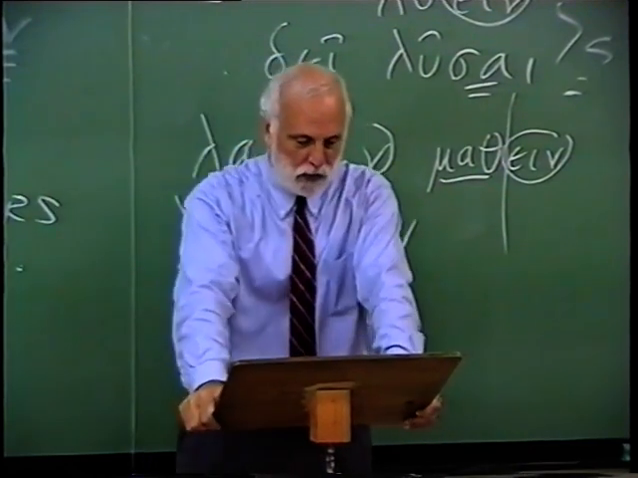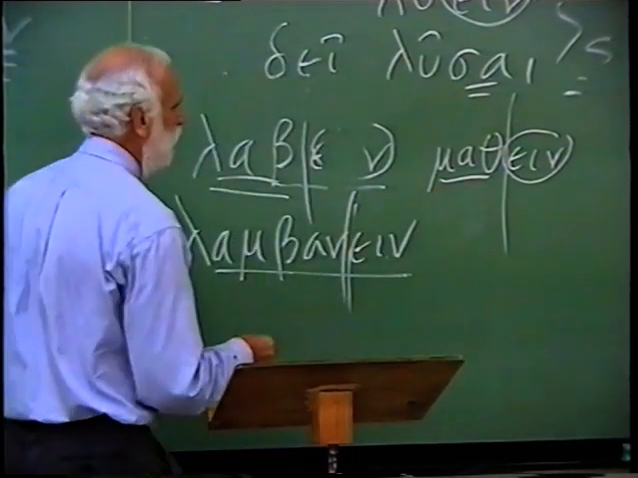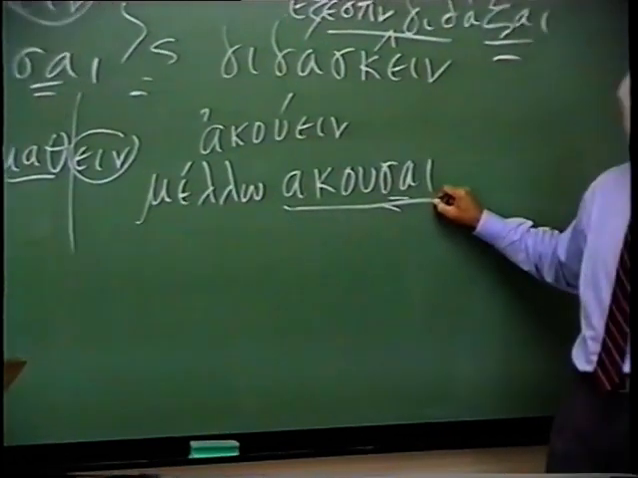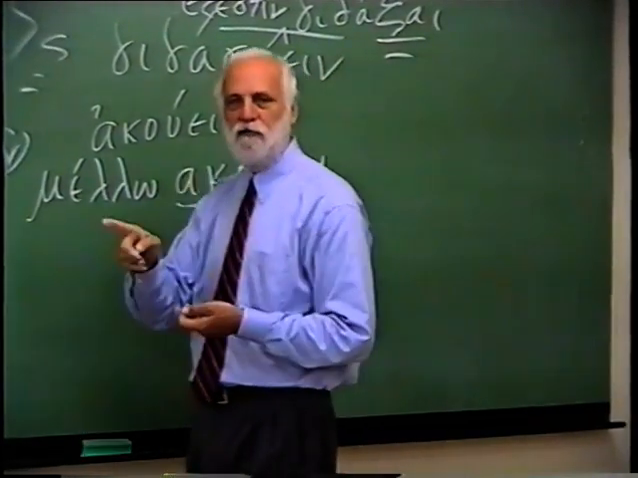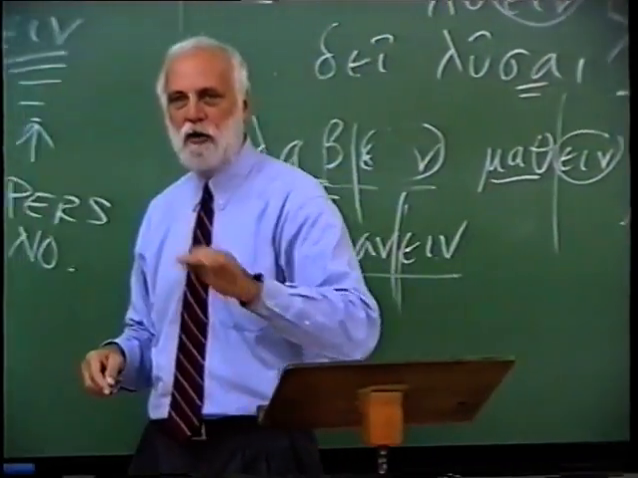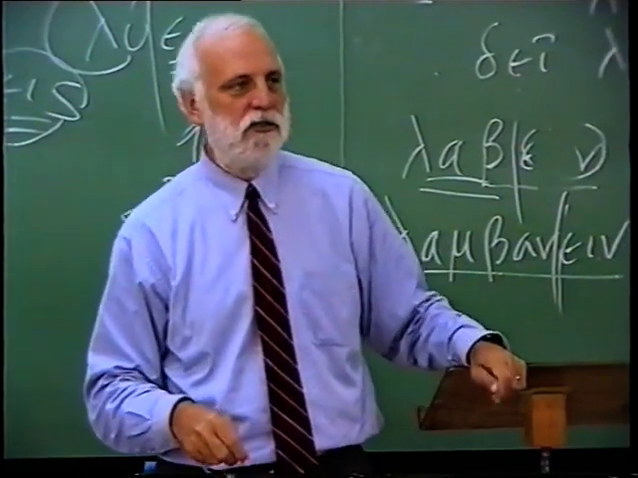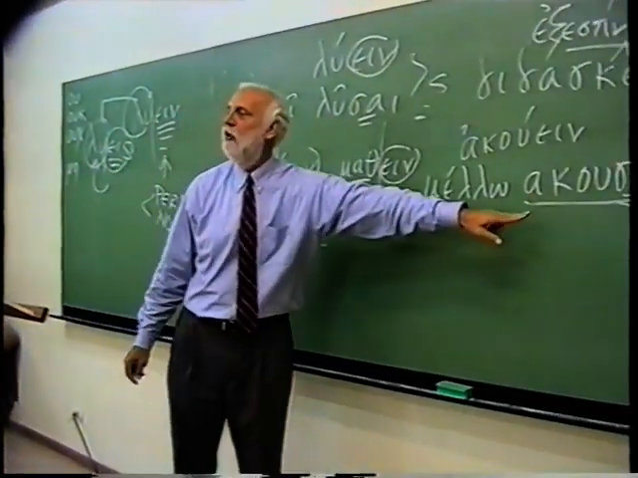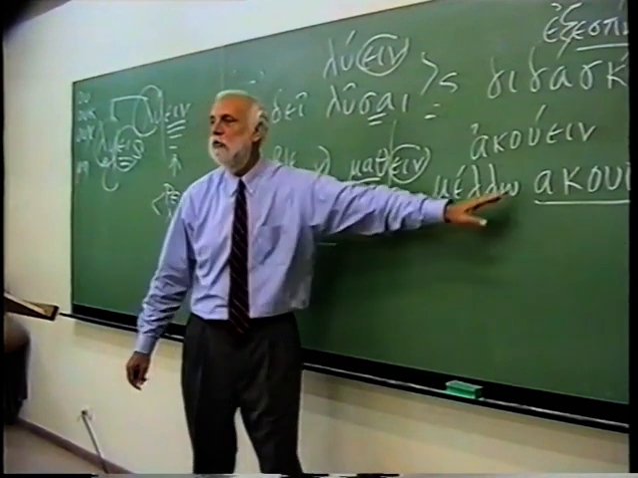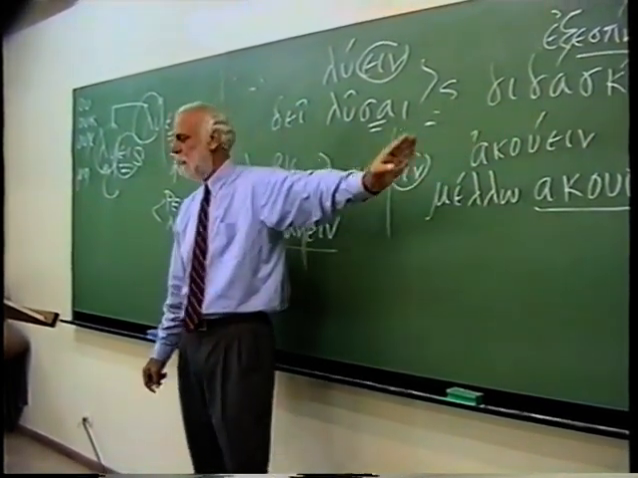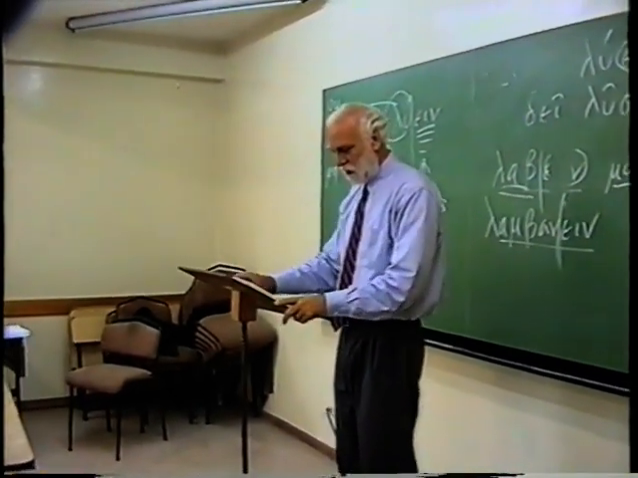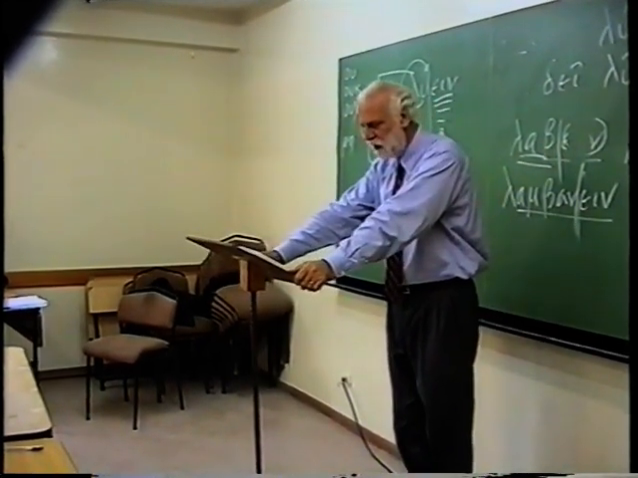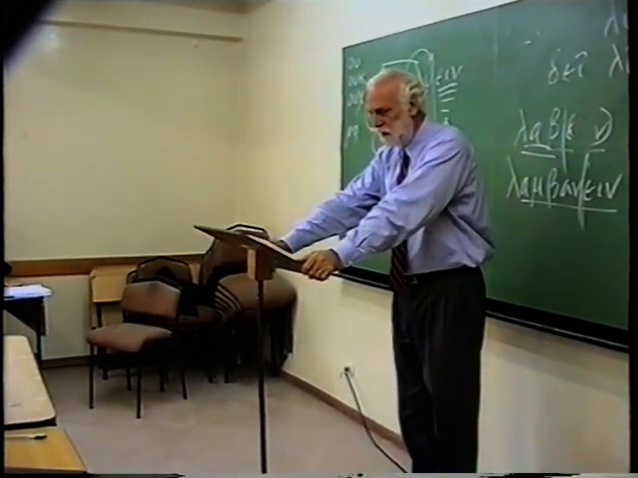The last word is mello, and it also takes the infinitive. Look at this one. Mello. Translate mello. I am about to hear. So we have three verbs that take the infinitive. The first one is? It is dei, right? It is necessary. The second is exesti or exestin. It is lawful. And the last one is mello. And this also always takes the infinitive. I am about, and then you just put whatever infinitive you need there. I'm about to do something. Two additional words. We have an adverb prin, which means before, and then we have a conjunction hoste, which means so that.